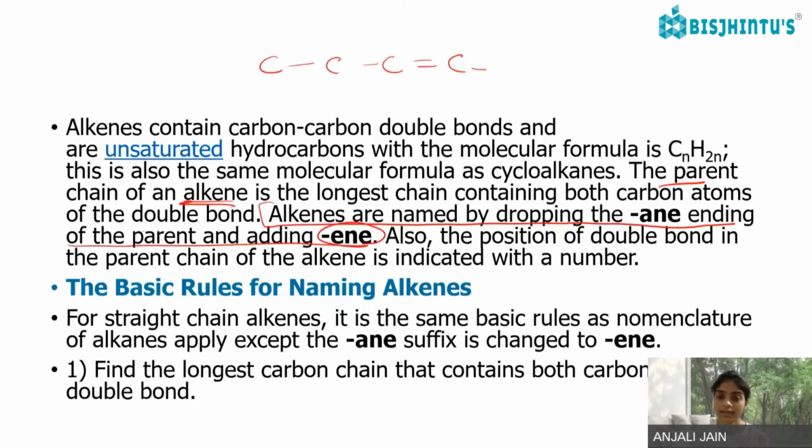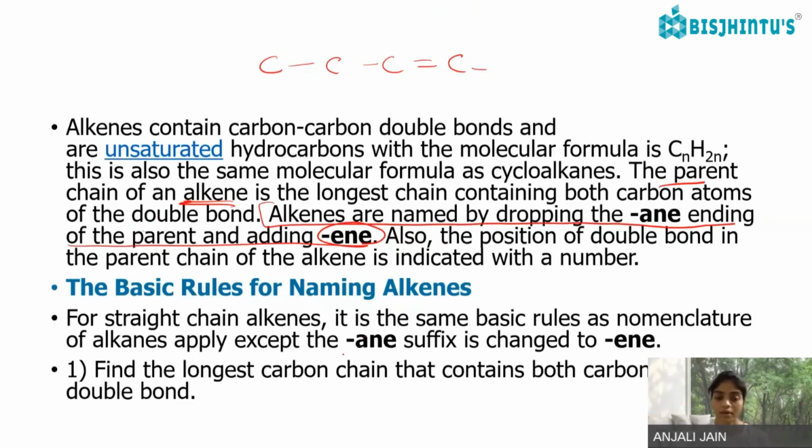If the double bond is at the second position, we'll say pent-2-ene. The 2 signifies that there is a double bond at the second position. So it is always indicated with a number where the double bond is present. The basic rules for naming alkenes, for straight chain alkenes, are the same as the basic rules for nomenclature of alkanes. We have to add the same suffix and prefix.